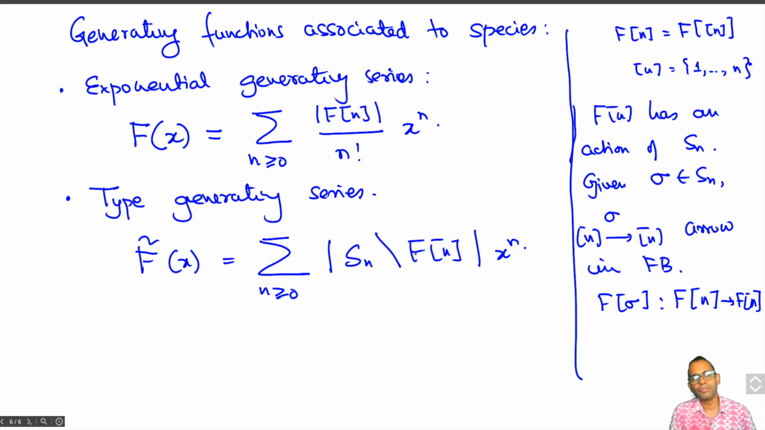In the case of rooted trees, for example, this would be the number of isomorphism classes of rooted trees with n nodes. And this is an ordinary generating function. There's no n factorial. We'll come to examples in a moment. And the last but most interesting one is called the cycle index series.